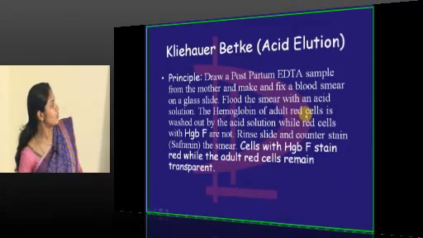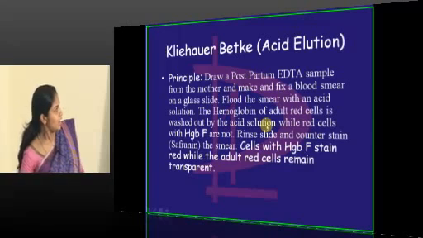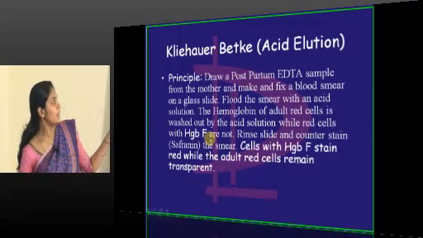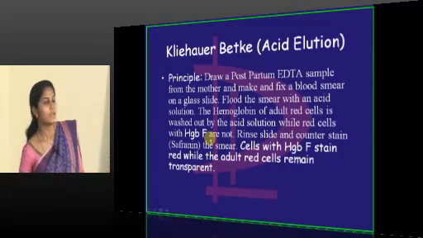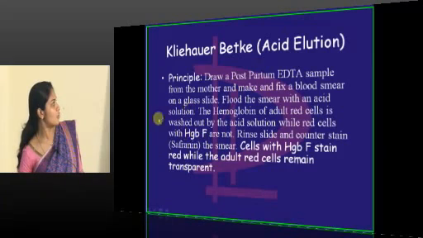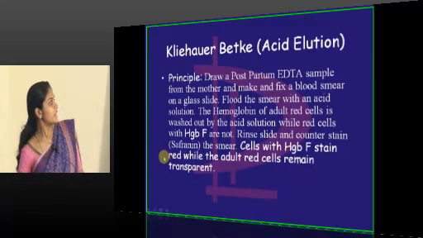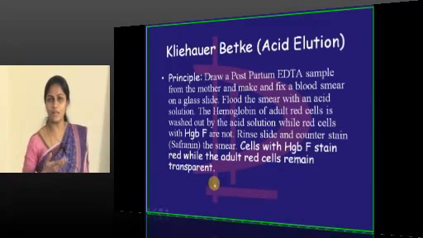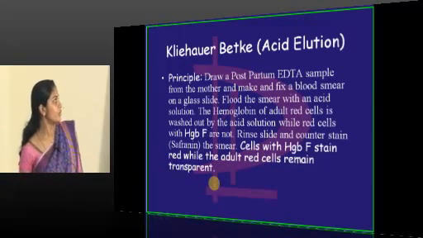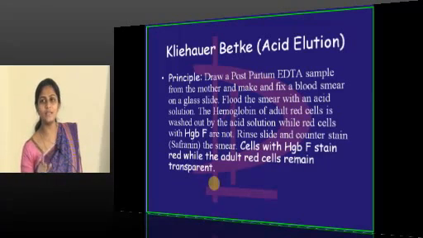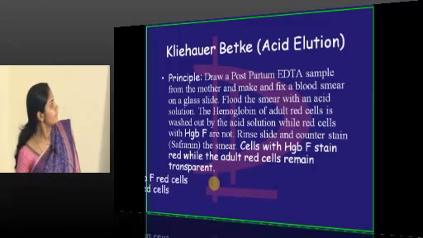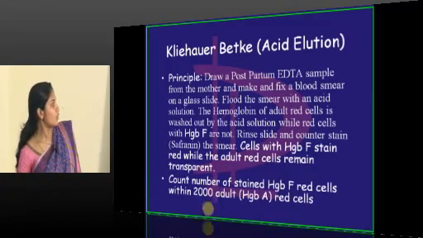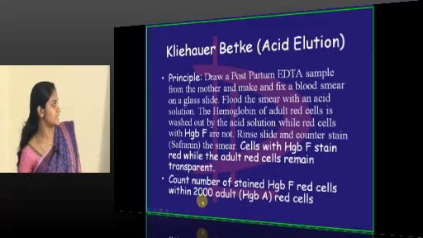So these adult hemoglobin red cells are washed out by the acid. Why? Fetal hemoglobin is not. Now you want to see how much fetal RBC is left out. They appear as red. Already these adult cells are lysed out. They appear as transparent. So the important thing is the fetal hemoglobin is resistant. Now we are going to count the number of fetal red cells.